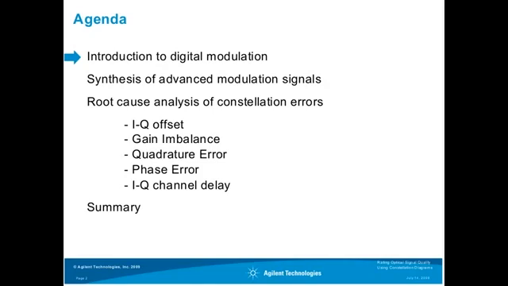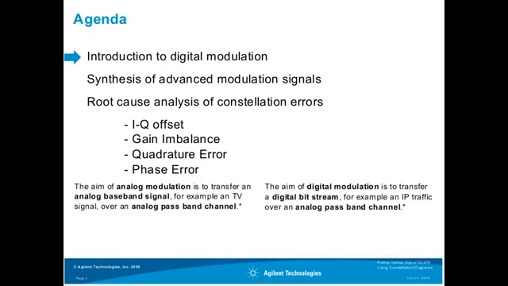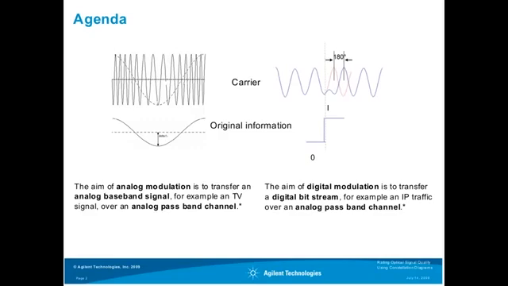In the main part of our webinar, we will analyze various impairments of these optical transmitters, namely IQ offset, gain imbalance, quadrature error, phase error, and IQ channel delay. And at the end, I will make a summary about what we have learned in this webinar. So let's start with the very basic stuff. First, what is digital modulation?